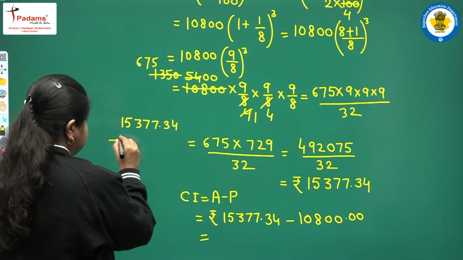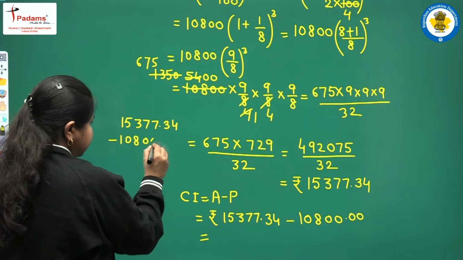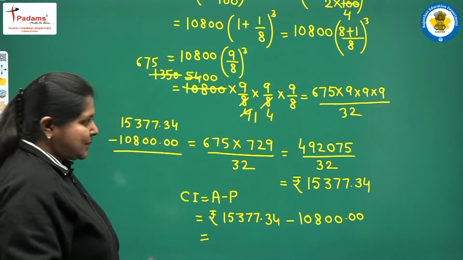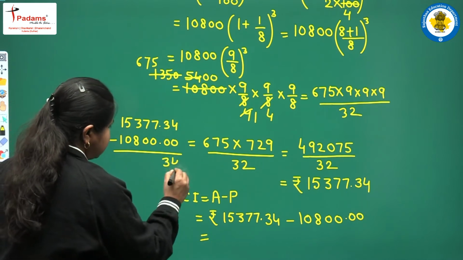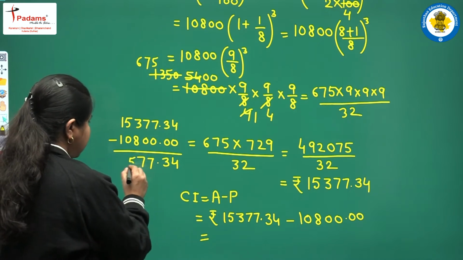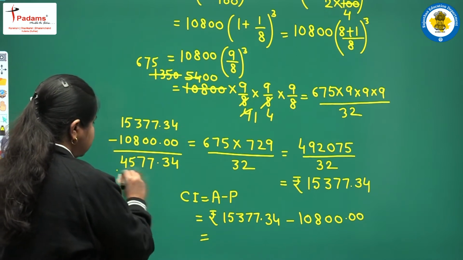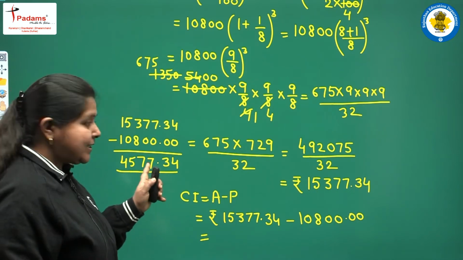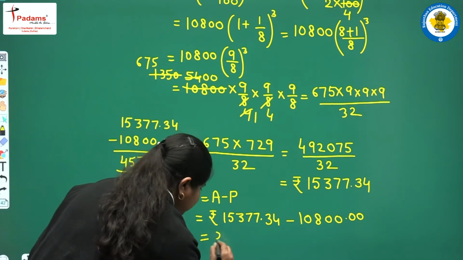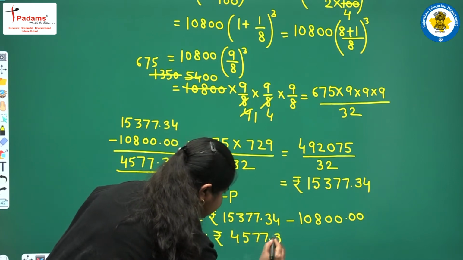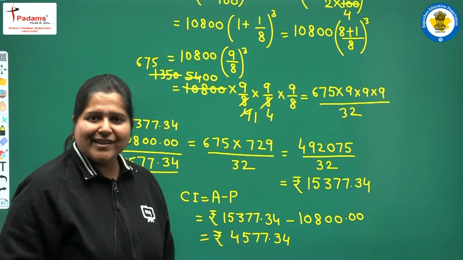And here 0.34 and 10,800. We write decimal below decimal and subtract like this. Here we will have 3, 4, 7, 7, 13 minus 8 it's 5, cancel it, it will be 4, and here we have 4,577.34 rupees. This is the compound interest in this case.